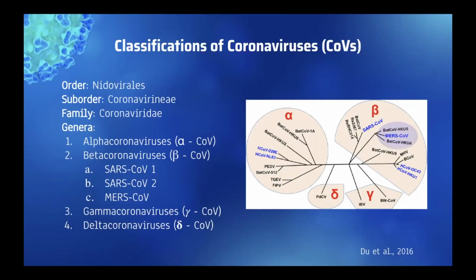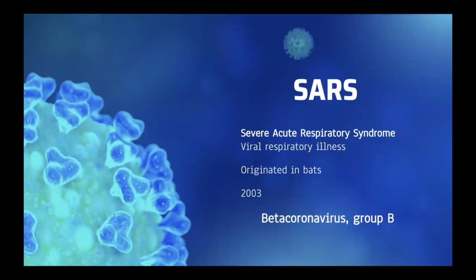So coronaviruses are classified under the order of nidovirales, the suborder of Coronavirinae and the family of Coronaviridae. And there are 4 further genera of coronaviruses, being alpha coronaviruses, beta coronaviruses, gamma coronaviruses, and delta coronaviruses. And you can see the 4 different genera right there, being alpha, beta, gamma, and delta.